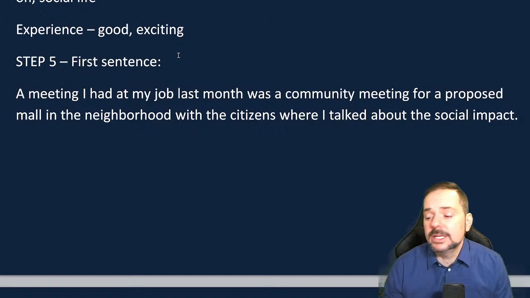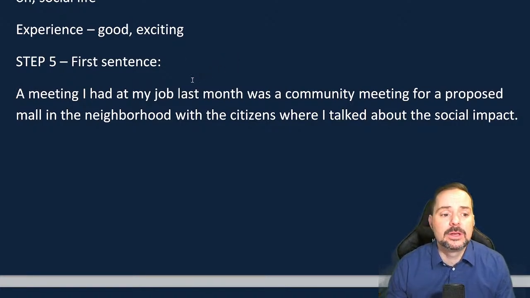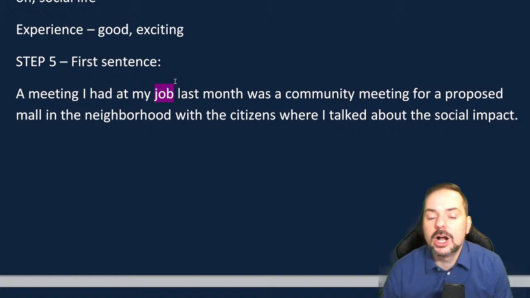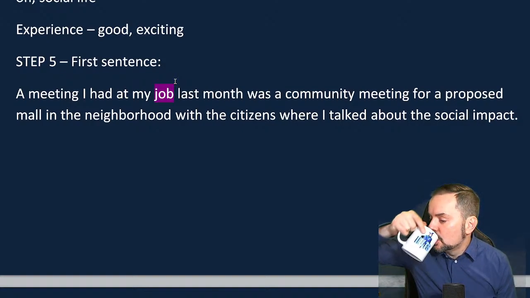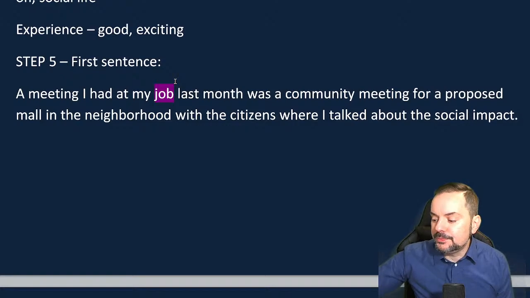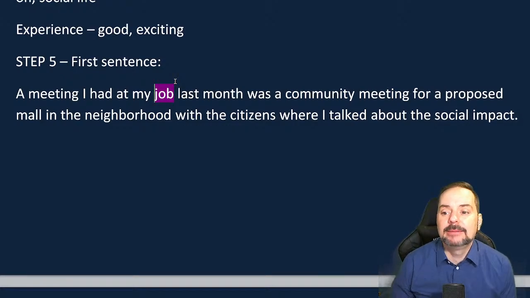Different ways to do this. Again, this is just showing the examiner that you read the question carefully and you realize that it is for work or school. So it's at your job. You're talking about the social impact. And it was a meeting in the past, so it shows that.